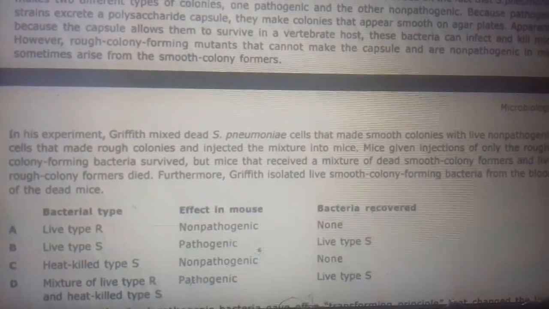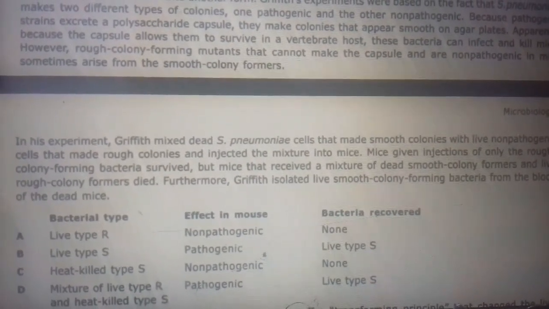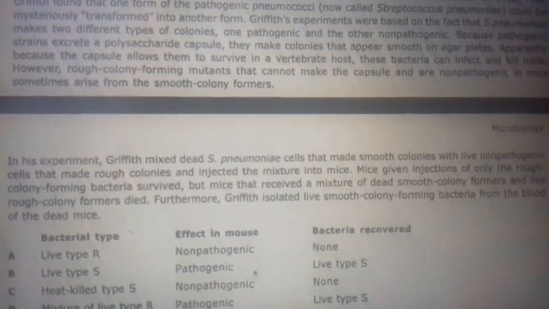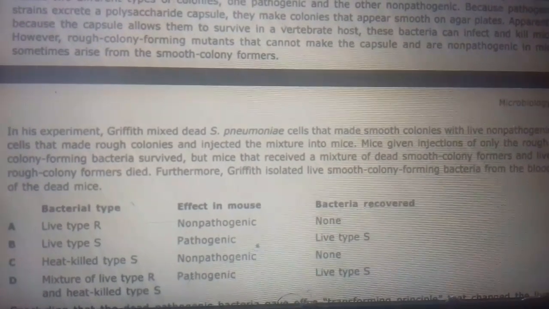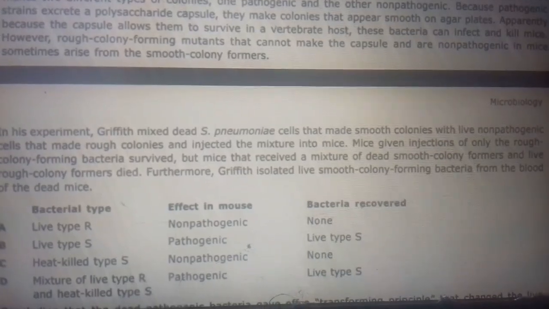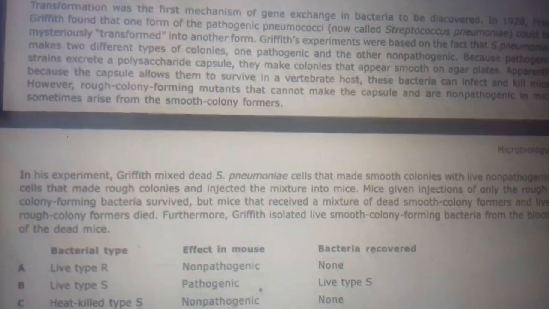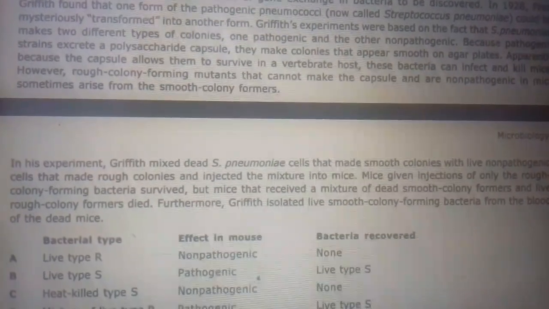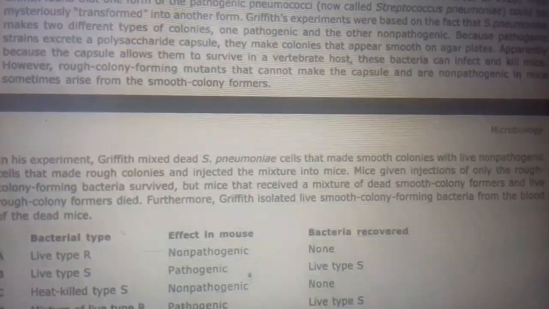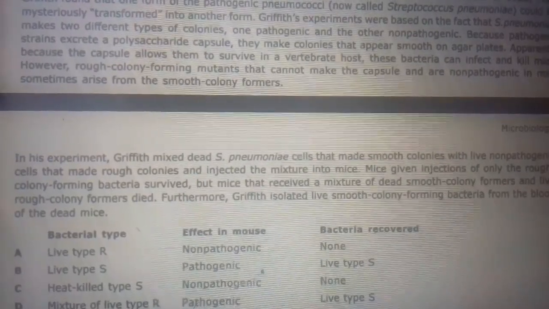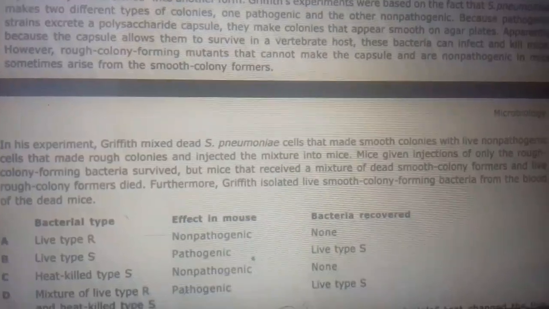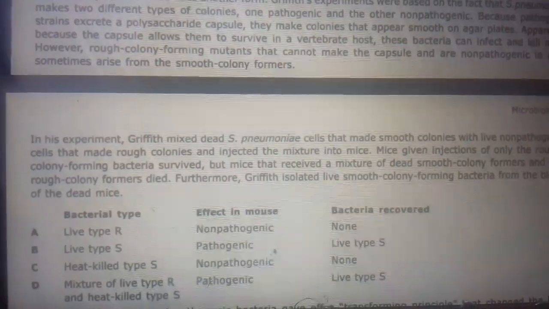In his experiment, Griffith mixed dead Streptococcus pneumoniae cells that made smooth colonies with live non-pathogenic cells that made rough colonies and injected the mixture into mice. Mice given an injection of only the rough colony forming bacteria survived, but mice that received a mixture of dead smooth colony former and live rough colony former died. Griffith isolated live smooth colony forming bacteria from the blood of dead mice.